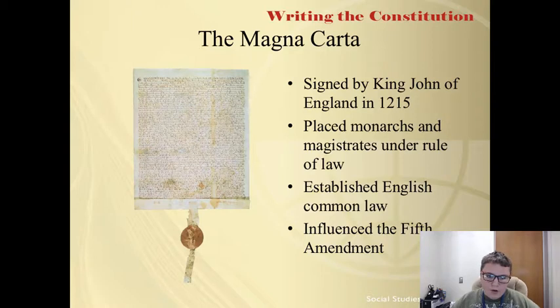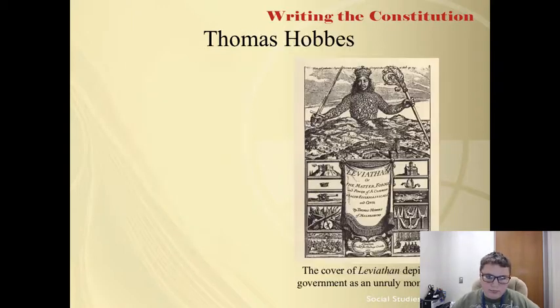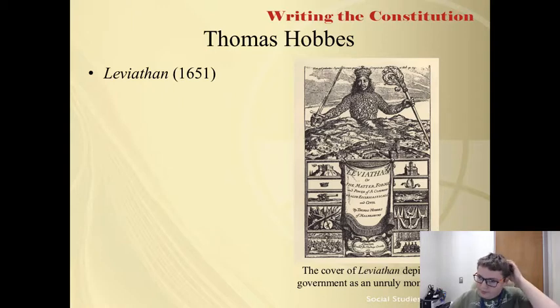Thomas Hobbes, one of the earliest social contract theorists, published Leviathan in 1651 around the time of the English Civil War. Hobbes' Leviathan attempted to explain the need for the development of governments and states.